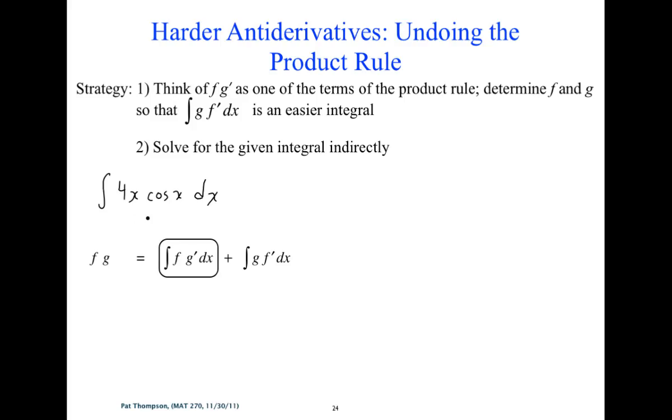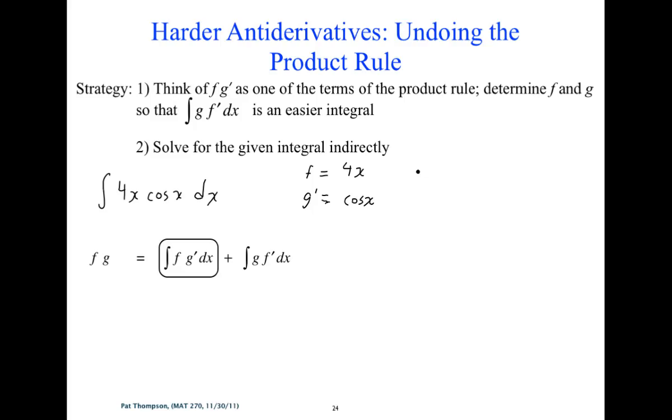So that means we have a choice. If we write down f equals, g prime equals, either f is going to be 4x or f is going to be cosine x. And g prime is going to be the other one, whatever we don't choose. So let's just start with the order that's given. We'll say f is 4x, g prime is cosine x.